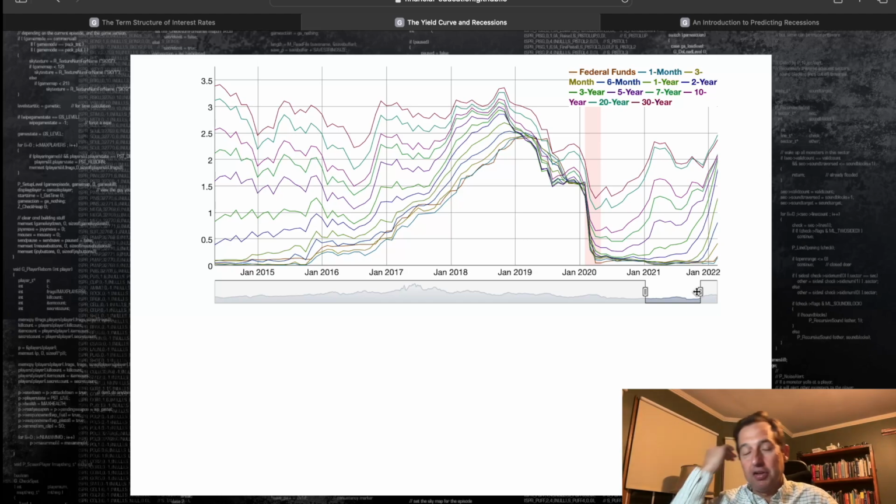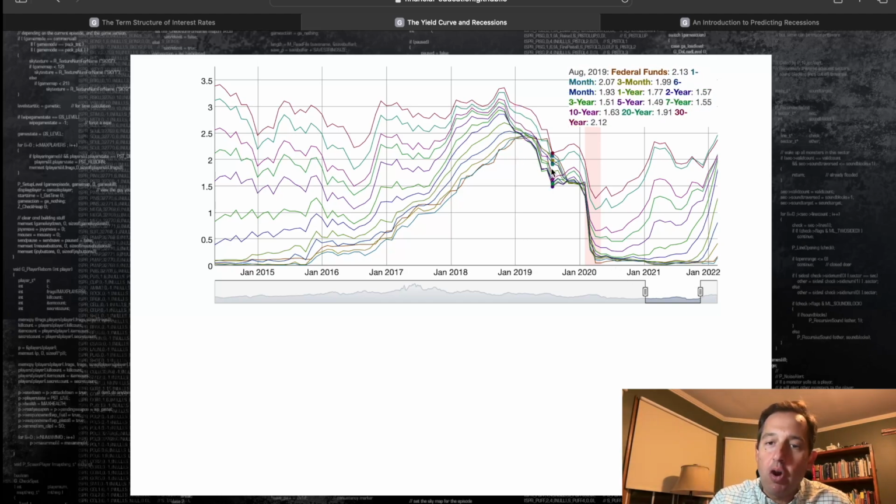It wasn't so much in the news, but prior to COVID, it looked like we were going to go into a recession, right? So when was COVID? It was 2020. Here we're looking at a 3-month, a 1-year of 1.8 and a 30-year of 2.16. So this is pretty flat, it's still somewhat upward sloping.